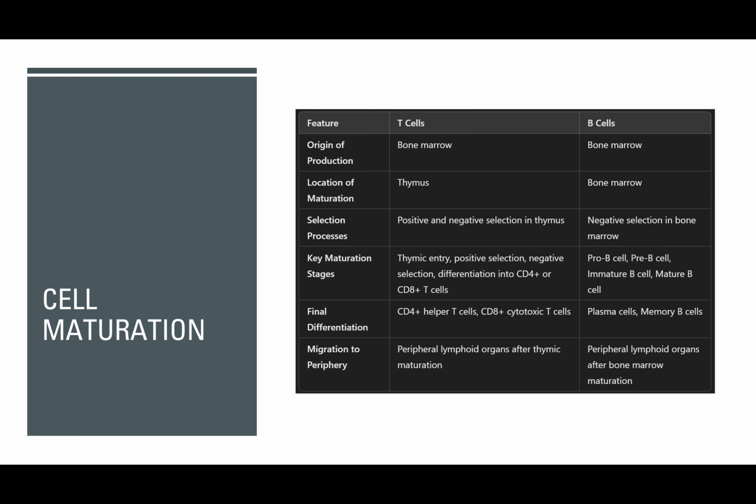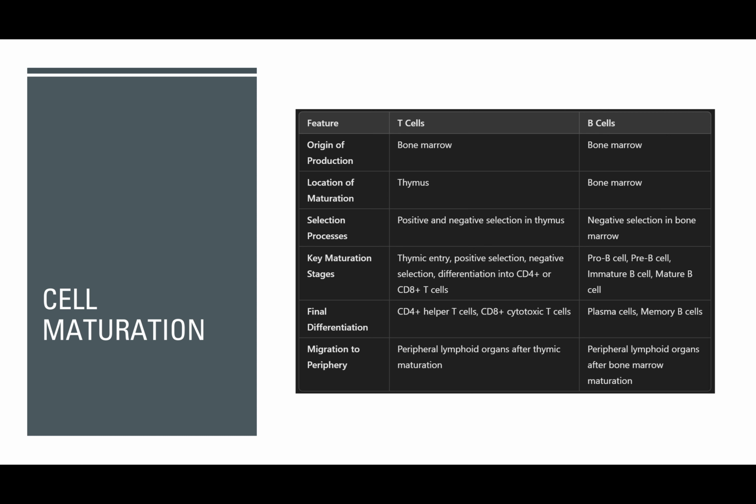And for the T cells and the B cells, we have different locations of maturation. So the T cells with the thymus, the B cells with the bone marrow. We have the selection processes. So the T cells have positive and negative selection in the thymus, and the B cells only have negative selection in the bone marrow. We won't go into that too much, but we have different maturation steps. So we just need to know where they originate and where they mature. It's generally there.